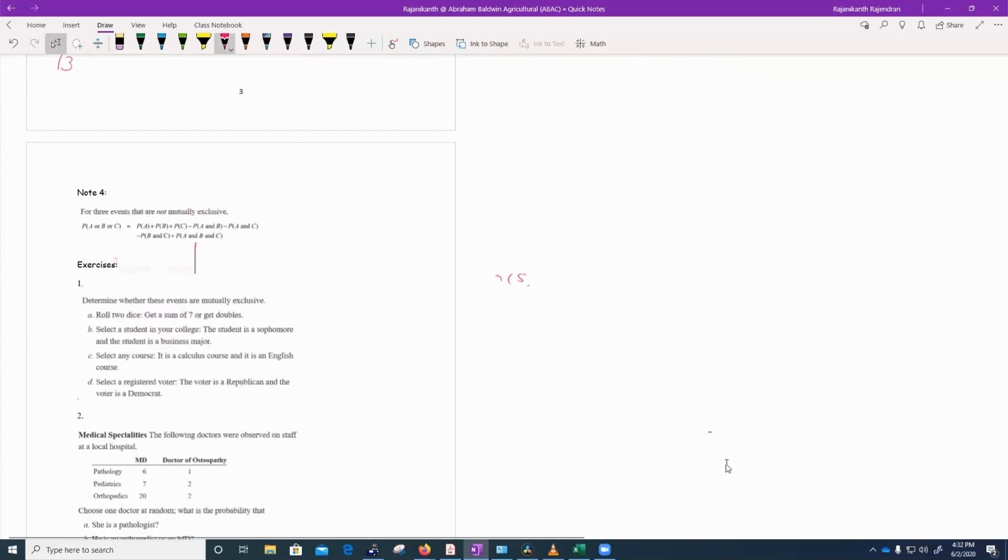Again, like earlier, for the not mutually exclusive case also, you could extend the problem to 3 events. The probability of A or B or C is given by P of A plus P of B plus P of C, adding all 3. But you are subtracting all the pairwise overlaps, plus adding the common overlap of all three. So this is the formula we have. Okay, this is a kind of complicated formula, but that is there.